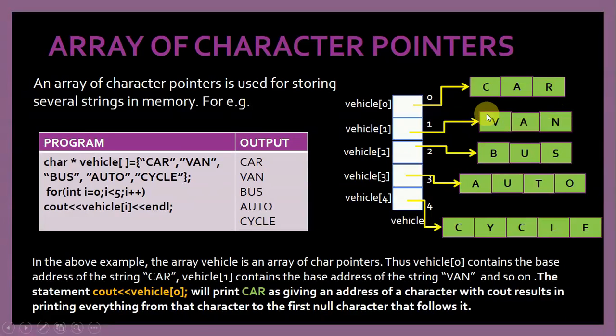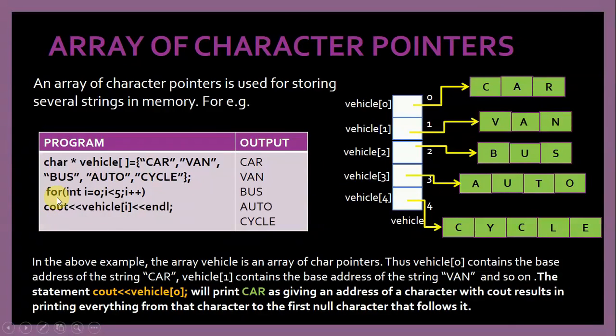Again, van will be stored somewhere in memory, and the beginning address of it will be stored in vehicle 1. Again, bus will be stored somewhere in memory, and the beginning address of bus, that is B, will be stored in vehicle 2. Again, auto will be stored somewhere in memory, and the beginning address of the string auto, that is address of A, will be stored in vehicle 3. And the last string is cycle, and it is also stored somewhere in memory, and the beginning address of this string is stored in vehicle 4.